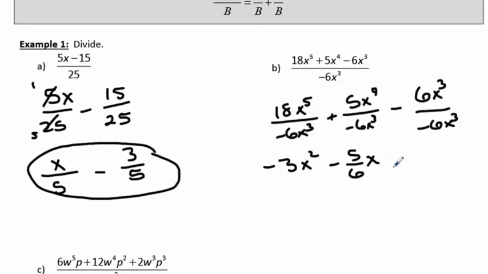Finally, a negative and a negative is going to be a positive, and when you reduce 6 over 6, you get 1. And x to the 3rd divided by x to the 3rd, the x's cancel out, so you just have that 1 there for your third term.